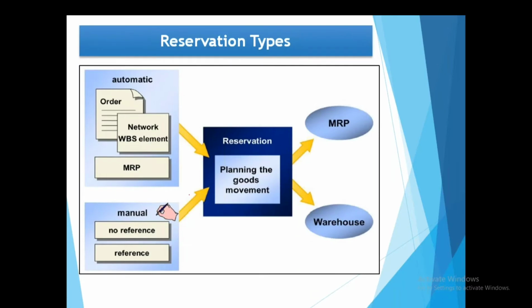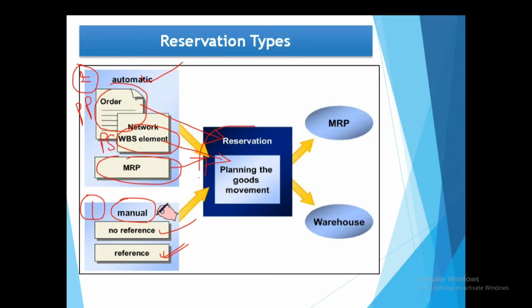So what are the reservation types? Reservations can be created in two ways. One is the manual method, with no reference or with reference. Another is the automatic method, like in the PP module. In the PP module, when they create a production order, the system will automatically create a reservation. Even in the PS module, when they create WBS elements or a network, it will create a reservation. Even during MRP, it will create a reservation.